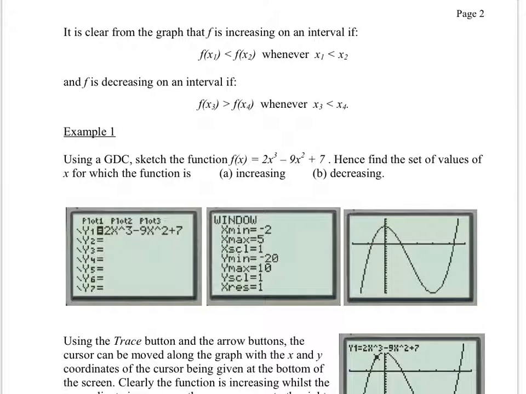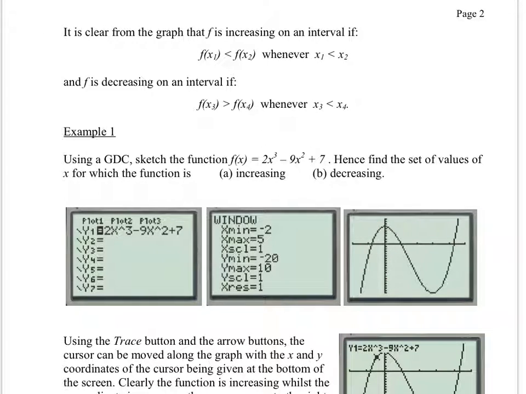You can probably imagine that the y min being negative 20 is way down here. Y max equal to 10 is up here. And a y scale of 1 means that each of these little markers here is 1. So there are 20 of these little marks going down the axis. Okay, so if you graph that, you should get something that looks like this graph here.